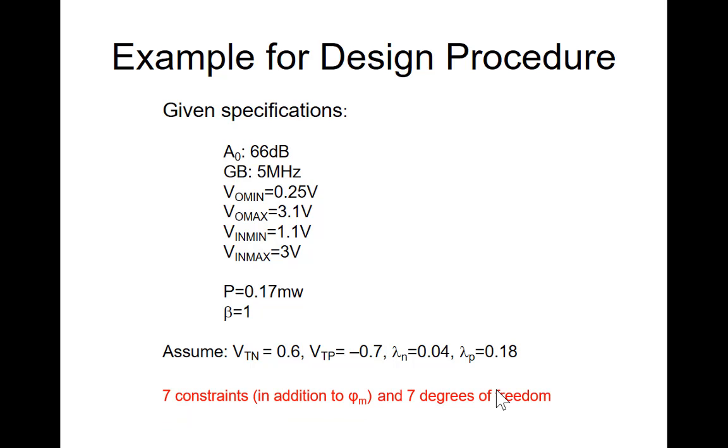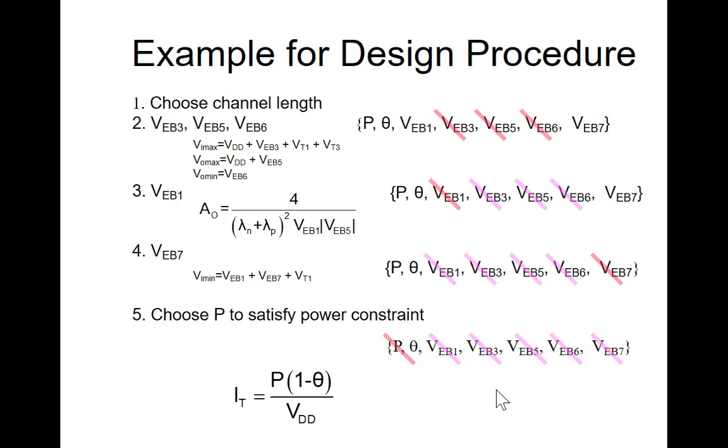So what I have is 7 constraints and 7 degrees of freedom. I've chosen to set the number of constraints equal to the number of degrees of freedom I have in my design. So let's look through a design procedure. First thing I'm going to do is choose a channel length. All the transistors, I'm going to assume, have the same length.